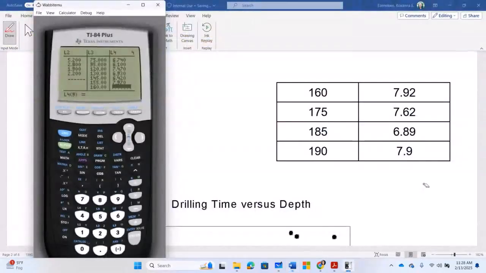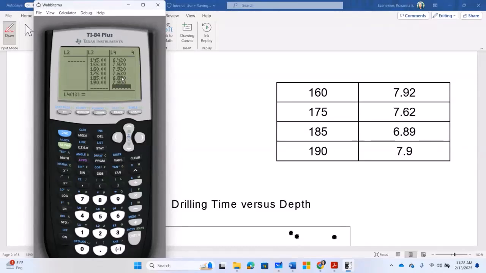And then the next one is 7.92, 7.62, 6.89, and 7.9. Okay, so I see that the sample size is 12 also for the response variable.